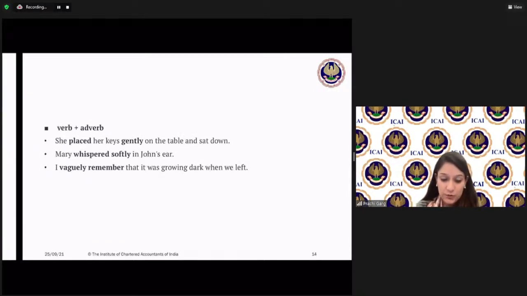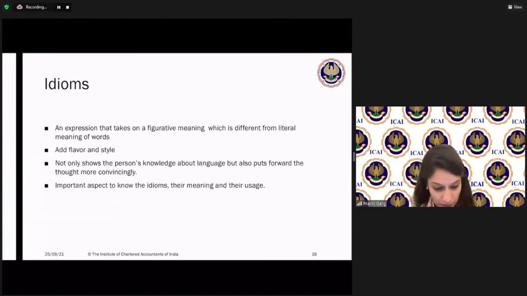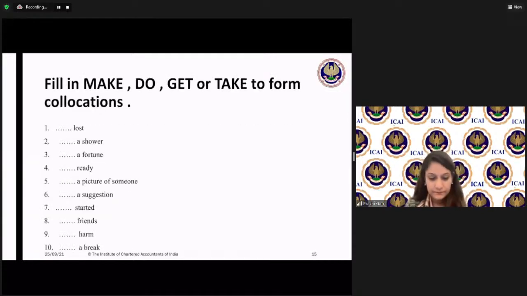Verb plus adverb: placed gently, whispered softly, vaguely remember. Okay, whenever there is a verb plus adverb. Now I want you to quickly make collocations using the words given above. These are those collocations which you use so commonly, and you might have two or more than one combination for all the words.